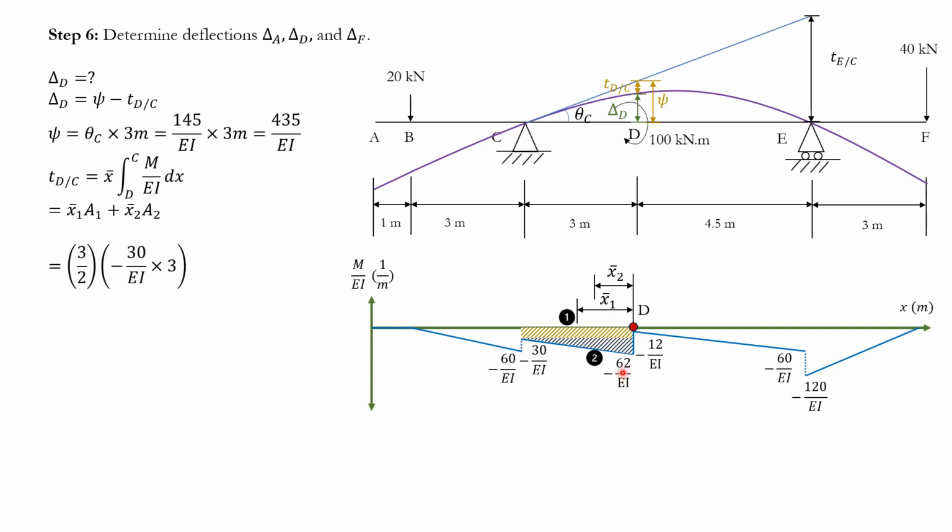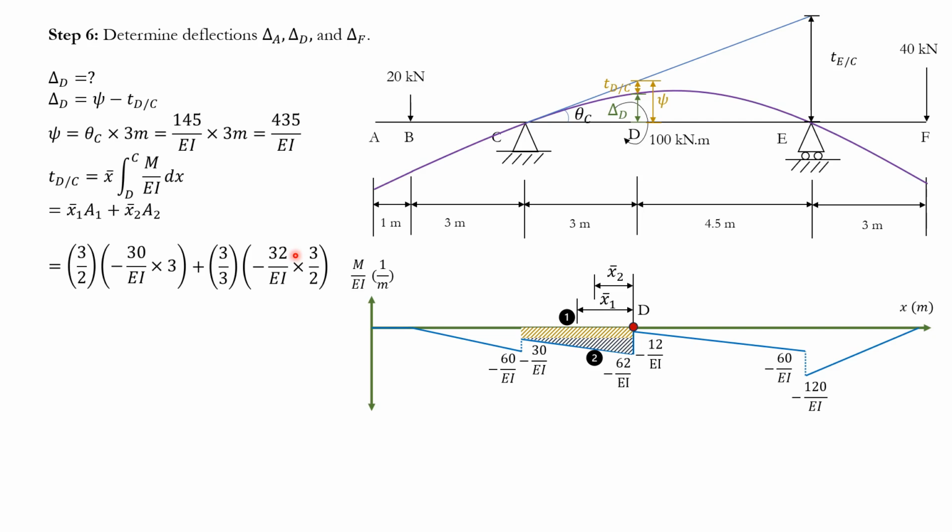Plus, the same thing applies for the triangle. It's going to be, again, this 32 times 3. So 3 times 32 divided by 2, that's the area of the triangle, negative, of course, multiplied by x2 bar. And x2 bar is the distance, a third from the edge, so 3 over 3.